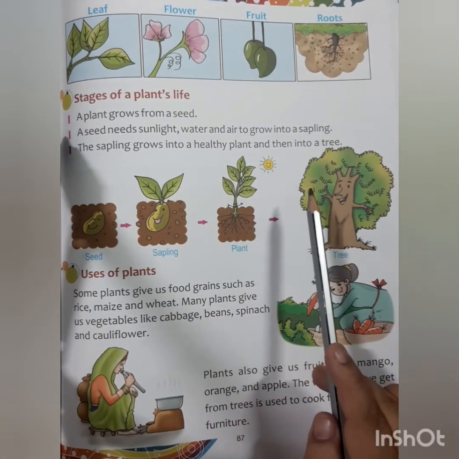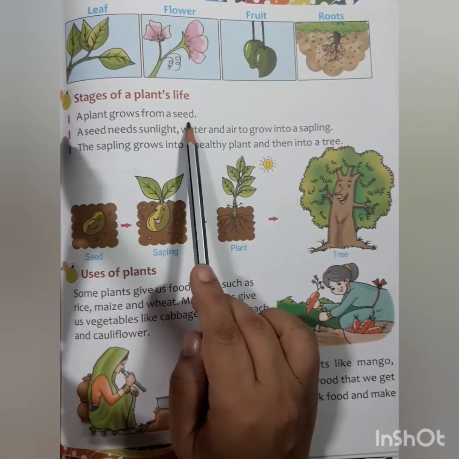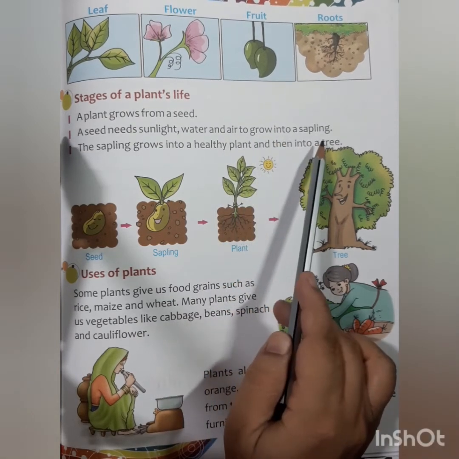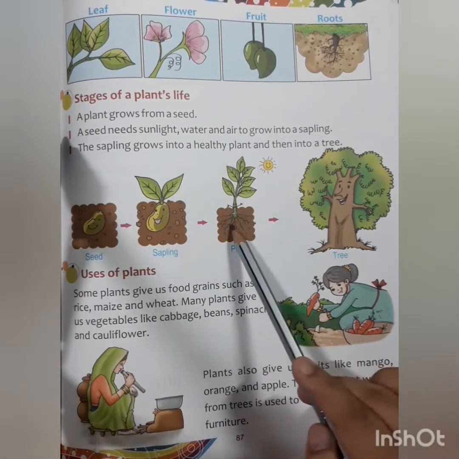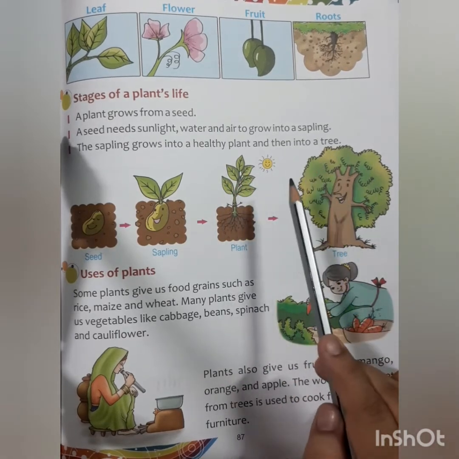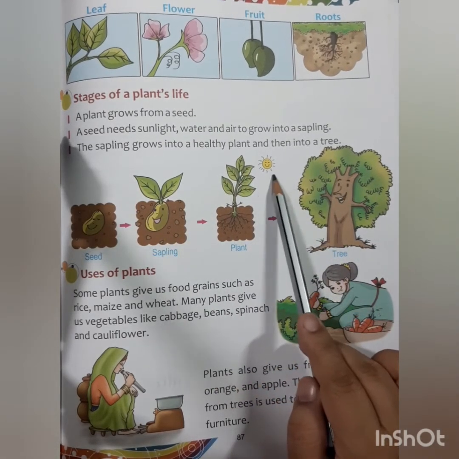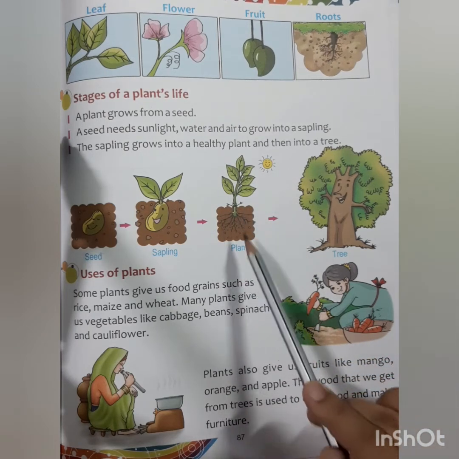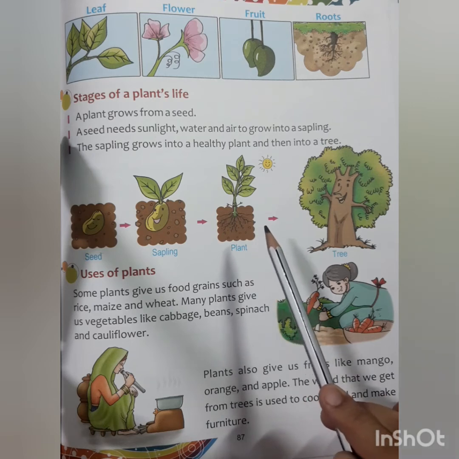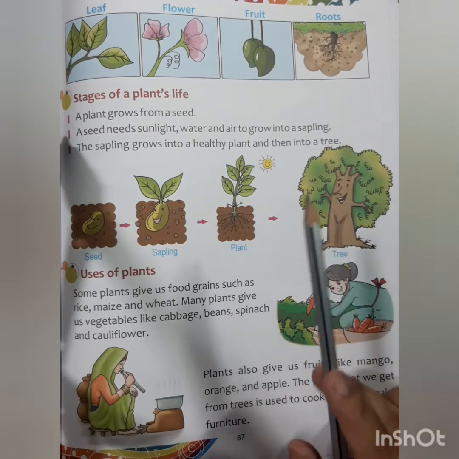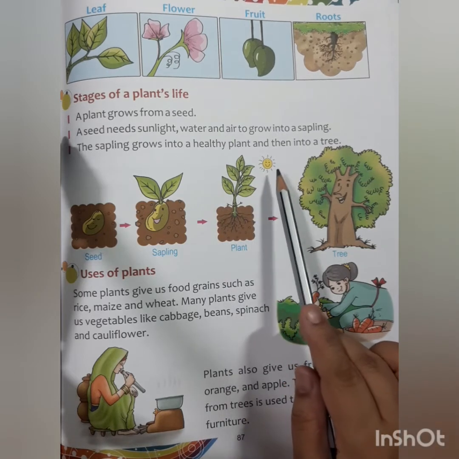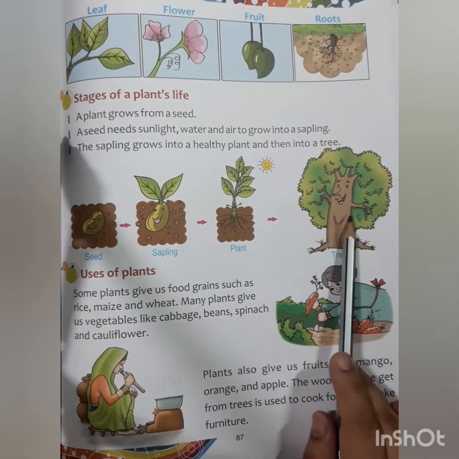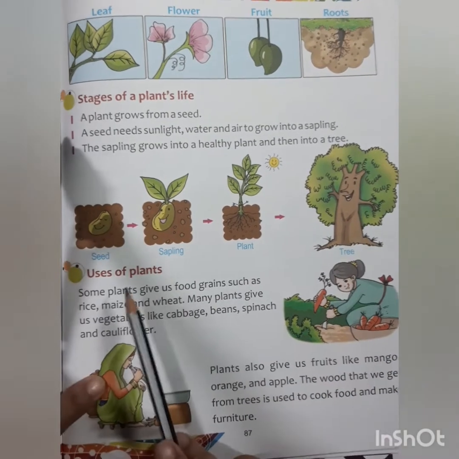Then what happens? Three things happen. A plant grows from a seed. A seed needs sunlight, water, and air to grow into a sapling, and then the sapling grows into a healthy plant. If the seed is not getting sunlight or water or air, it will not grow into a healthy plant. Okay, it will be a weak plant and it might die in a few days. But a healthy plant grows with the help of sunlight, water and air, and then it grows into a beautiful strong tree. Can you see here? Right. Now let us come to the uses of plants.